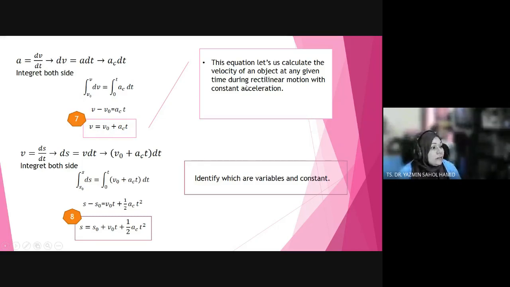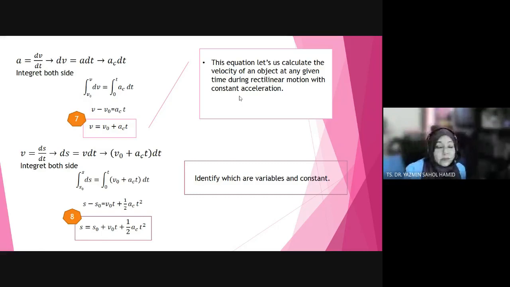Now, this equation lets us calculate the velocity of an object at any given time during rectilinear motion with constant acceleration. If you have a question on kinematics of particles, which relates to the geometric aspect only, it is a rectilinear motion, it moves in a straight line, and the acceleration is constant, and they ask you to find the velocity, initial velocity, acceleration or time, you can use this formula.